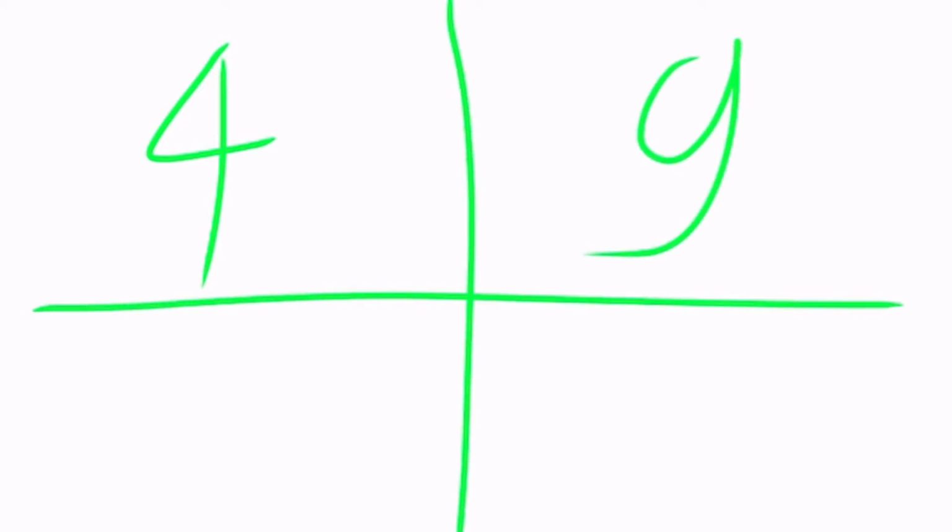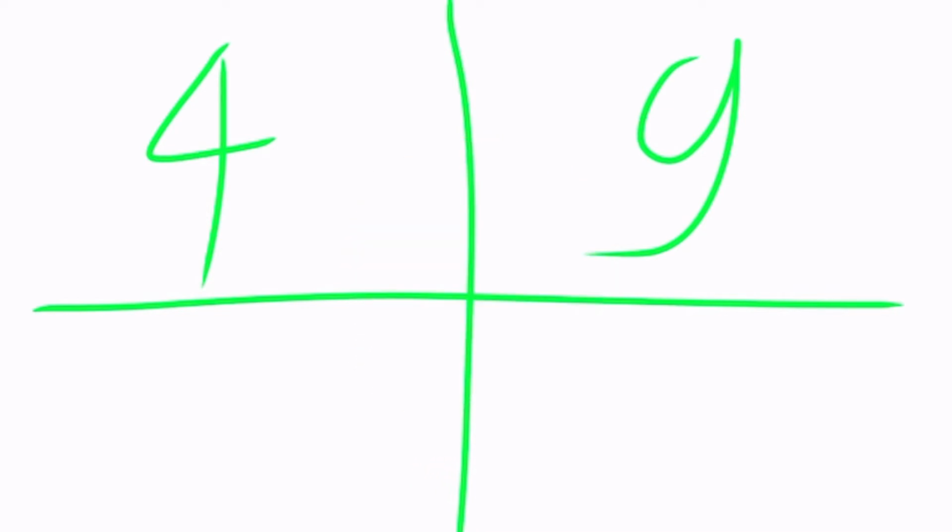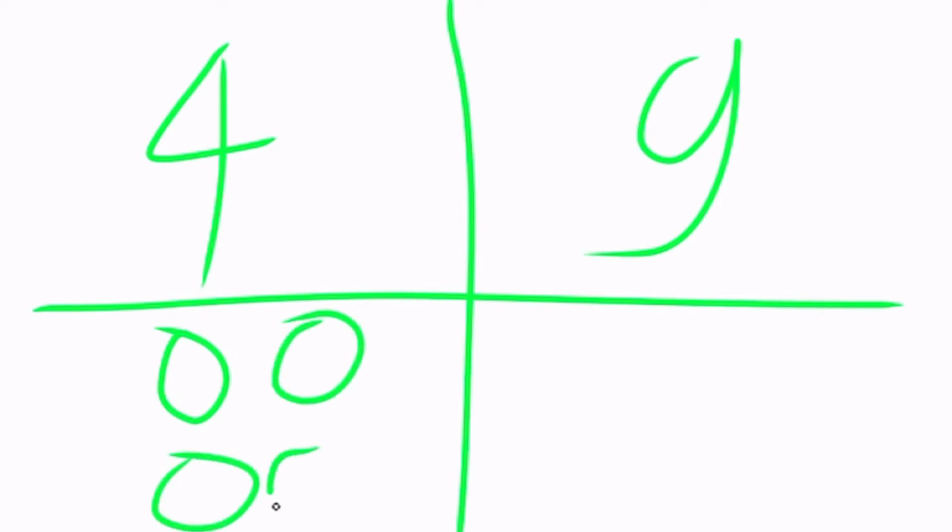So here's 4. And here's 9. Which one's even and which one is odd? Let's see. Pause the video if you want to find out yourself. Okay. So, let's try it. 1, 2, 3, 4. How can we make weights? 1, 2, 3, 4. Yay!